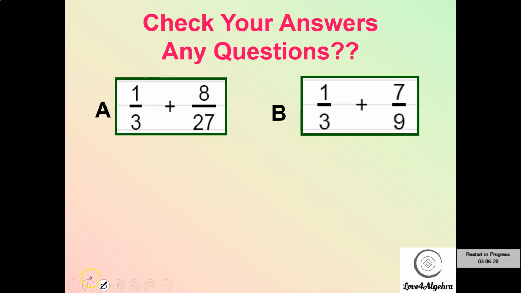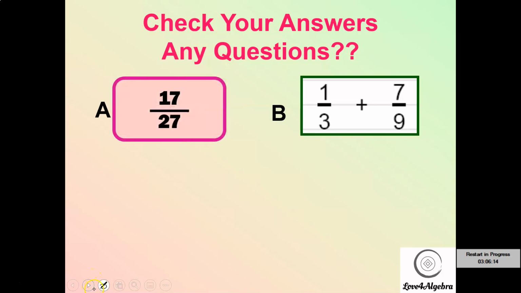So 1/3 plus 8/27 is 17/27. That's reduced to lowest terms. 1/3 plus 7/9, your common denominator is 9.